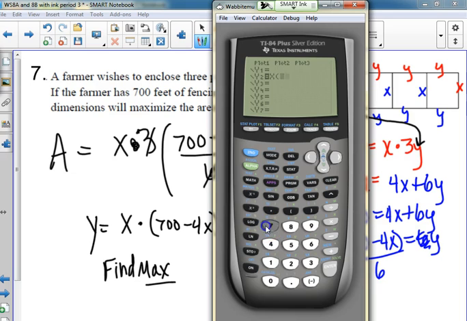X times 700 minus 4X divided by 2. Okay, X is how wide and Y is how long. Now Y is the area. I don't know, 0 to 50 and 0 to 1,000. Is 1,000 too much? I'm not even sure what's reasonable. Yep, I am nowhere near. I'm looking for a maximum.